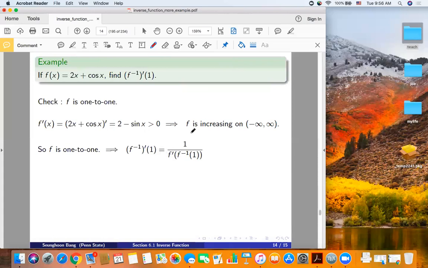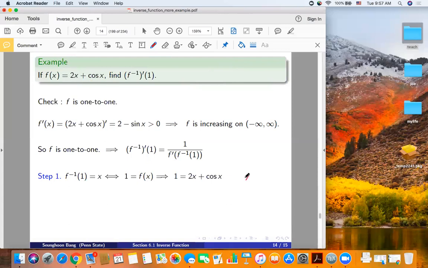We can use the formula. Inverse of f prime of 1 is 1 over f prime of inverse of f of 1. Step 1, you can find inverse f of 1. This is like an unknown x. I want to use the definition of the inverse function. Change it to f of x: 1 equals f of x. f of x is 2x plus cosine of x. You plug into here: 1 equals 2x plus cosine of x.